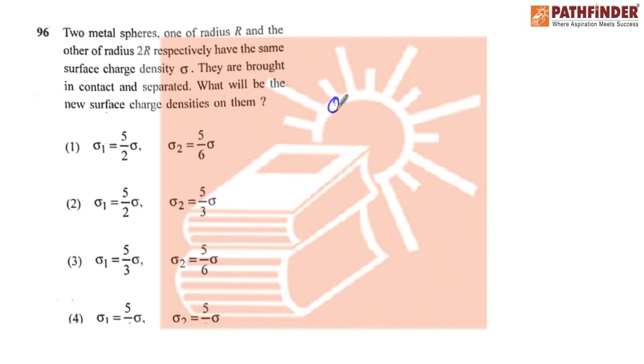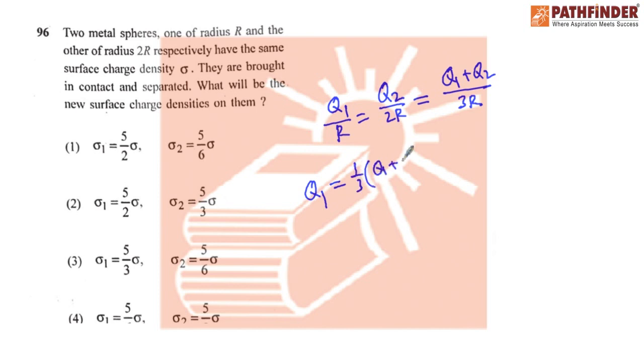That means if one gets charge q1, then q1 by r is equal to q2 by 2r, and of course which is equal to (q1 plus q2) by 3r. So from here you can determine q1, which will be equal to 1/3 of the total charge q1 plus q2, and of course you can determine q2, which will be equal to 2/3 of the total charge.